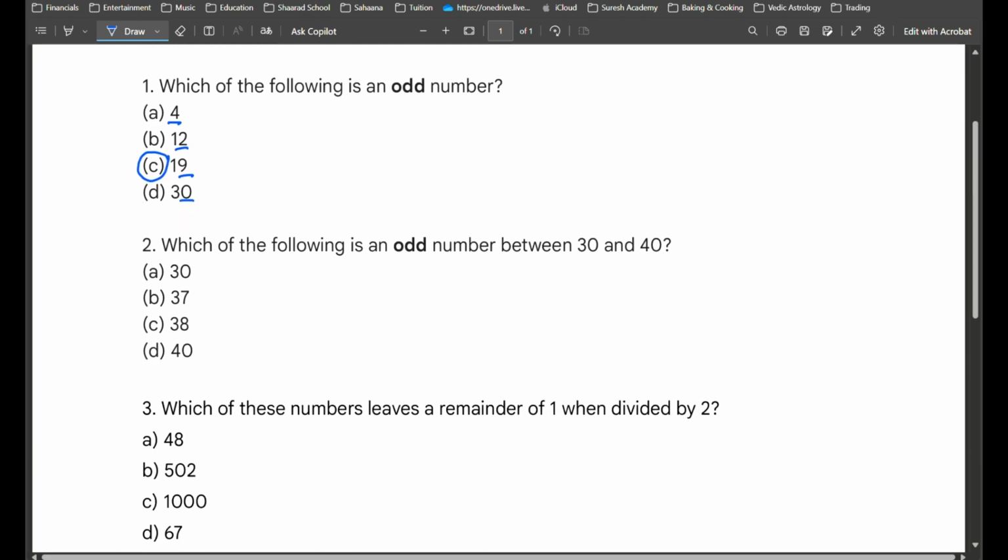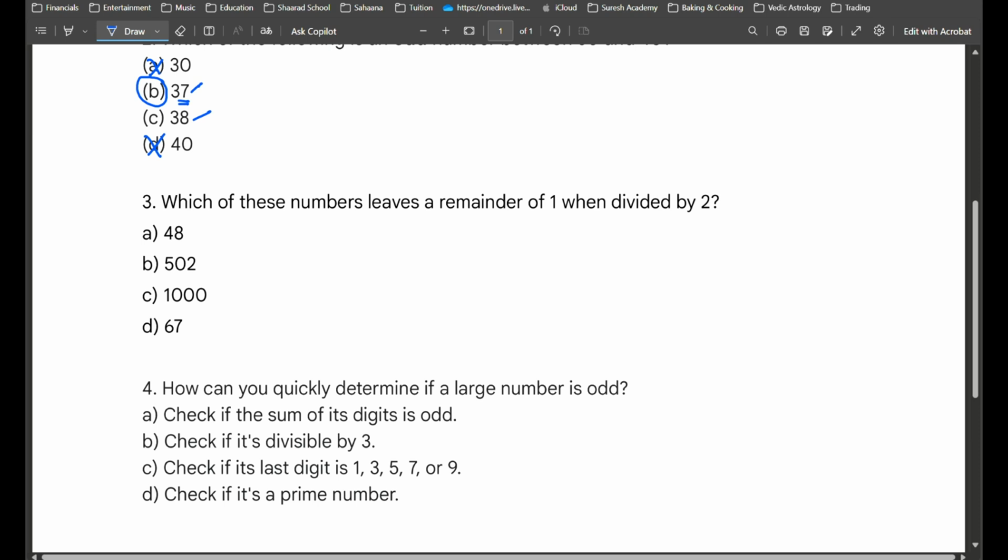Now, which of the following is an odd number between 30 and 40? So first we have to figure out numbers between 30 and 40. 30? No, because it says between. So 30 is not included. So 37, yes, between. 38, yes, is between. 40 is not included. So we can forget about this. This and this are definitely not the answers. So it's between B and C. Now, to determine if it is an odd number, let's look at the last digit. If it is any of 1, 3, 5, 7, 9, it will be an odd number. Exactly. The answer is B, 37, because it ends with the digit 7.